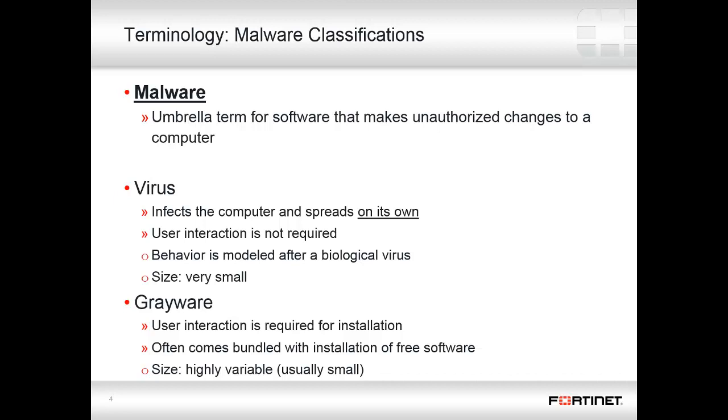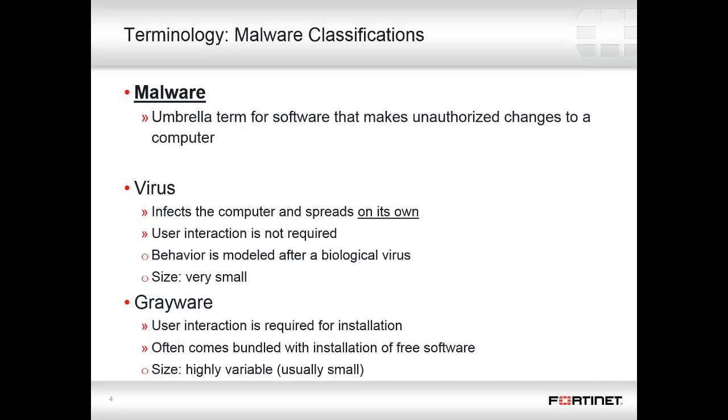Back in the early 80s, anything malicious was considered a virus. As time went on, this classification proved to be inaccurate, so the term malware was developed. Some people still use those terms interchangeably, which is incorrect. Malware is now the umbrella term used to describe any software that makes unauthorized changes to the computer.